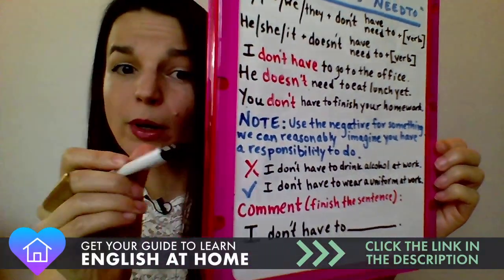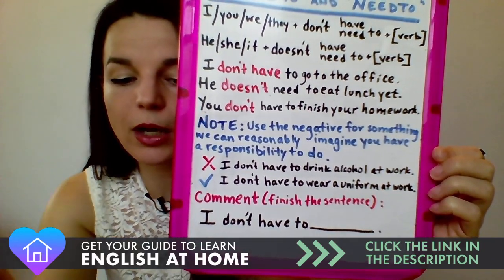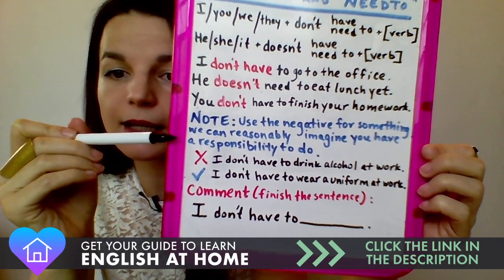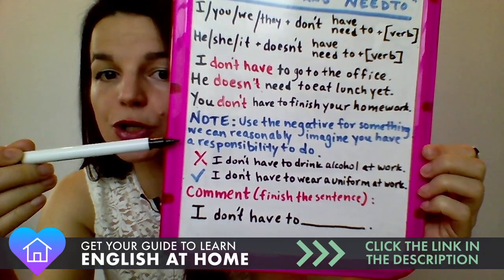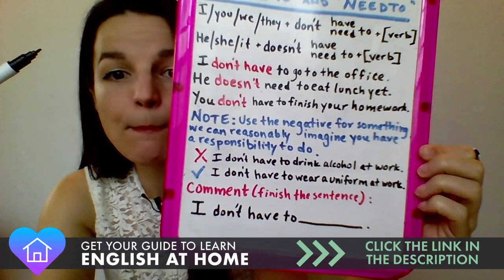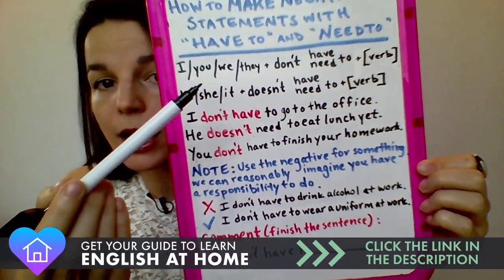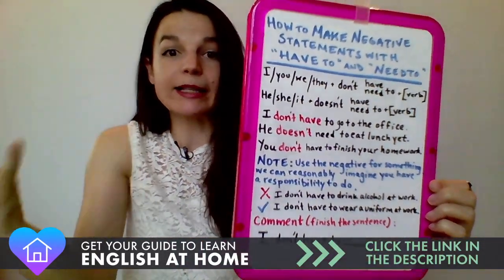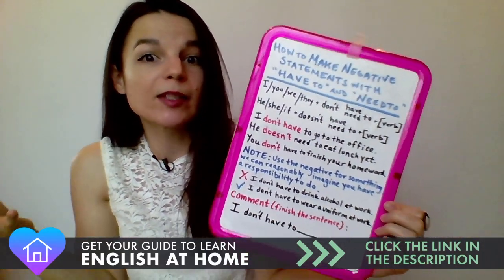But the point that I notice the most mistakes with, like I said, you can make the sentences grammatically correct, which is great. The problem I often see here is learners use this in the wrong situation. So please make sure you use this negative pattern for something we can reasonably imagine you have a responsibility to do. Remember, I talked about how we use have to and need to to express our responsibilities, right? My work responsibility, my family responsibility, my study responsibility, right?